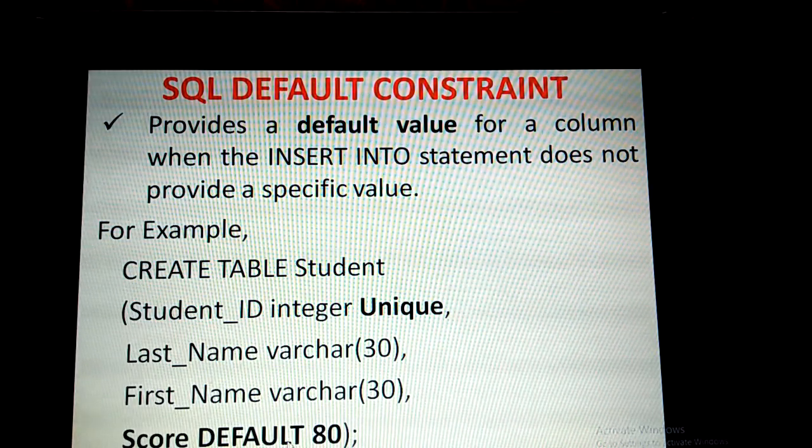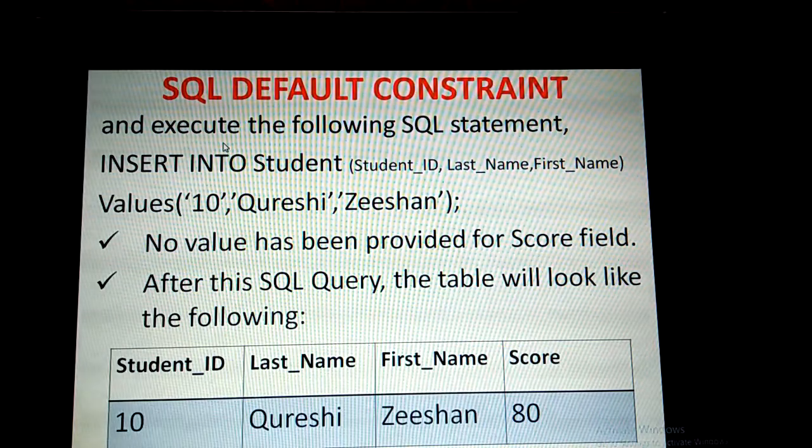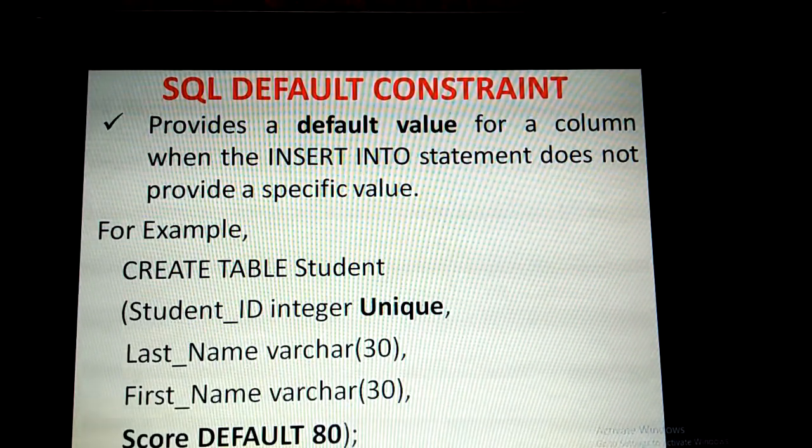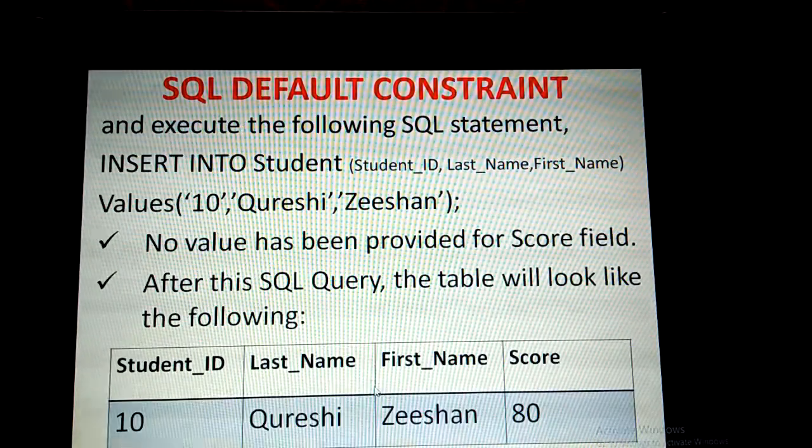So the default constraint we can set like this for any column, assigned as 80, and then close the parenthesis at the end, semicolon. Here every column name is separated by commas. And if you are executing the following statement, that is insert into student ID, last name, first name, here score is missed. That is, the fourth field is missed here, but it is assigned a default value of 80.